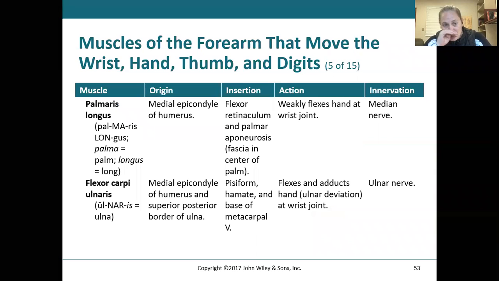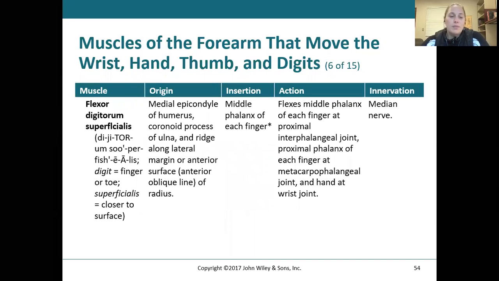Okay. Palmaris longus is a medial epicondyle of the humerus. Its insertion is flexor retinaculum and palmar aponeurosis. Flexes hand at the wrist joint. Its innervation is the median nerve. The flexor carpi ulnaris is a medial epicondyle of the humerus and superior posterior border of the ulna. Its insertion is the pisiform, hamate, base of metacarpal 5, and its action is to flex and adduct the hand via the ulnar deviation at the wrist joint. Its innervation is the ulnar nerve.